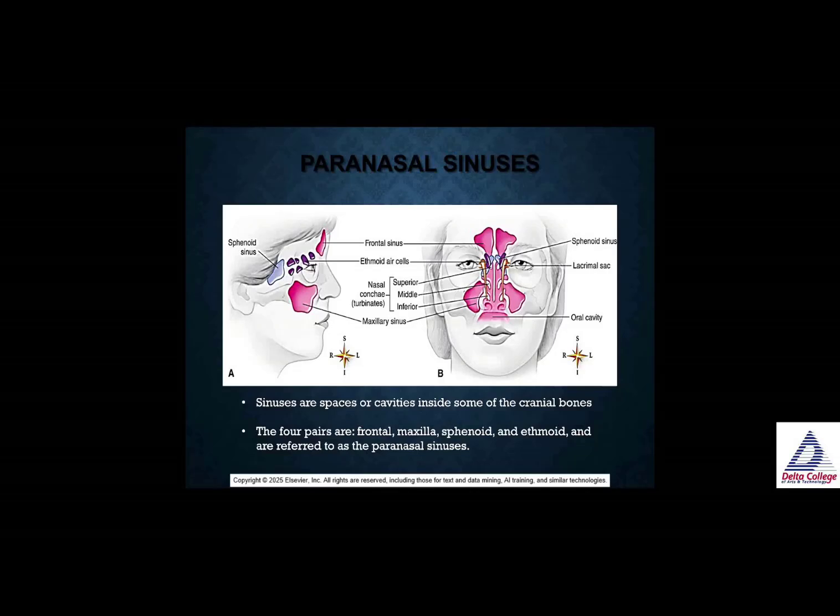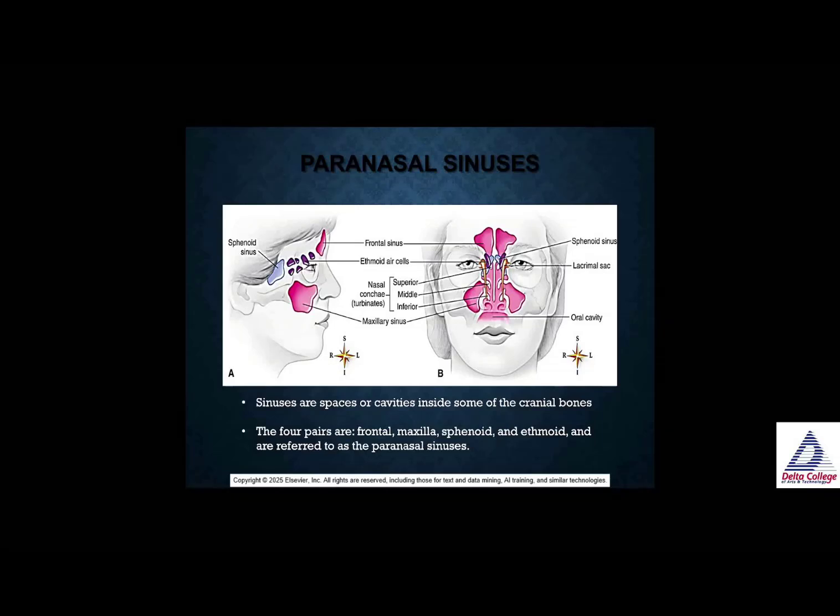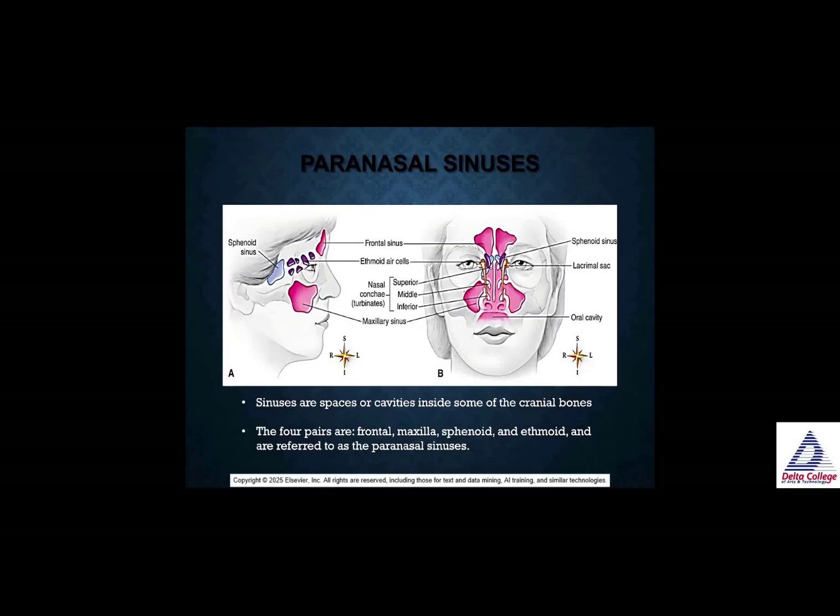Now let's move on and talk about our paranasal sinuses. Sinuses are spaces or cavities inside some of the cranial bones. The four pairs of sinuses are the frontal, maxilla, sphenoid, and ethmoid. We refer to them as the paranasal sinuses, and that is very important to know.